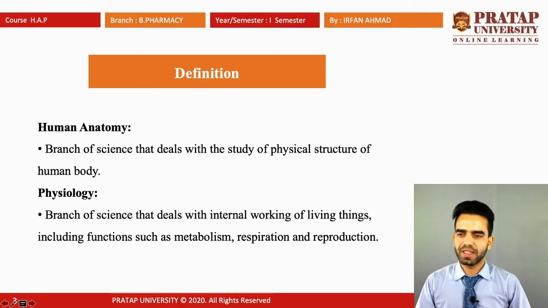So in short, physiology is related to the functioning of the human body, and anatomy is the physical structure of the human body. From the physical appearance, what the human body looks like, that's called human anatomy. And how the various organs in the human body work or function, that's called physiology. So that is the definition of human anatomy and human physiology.